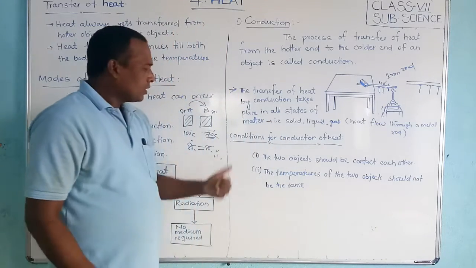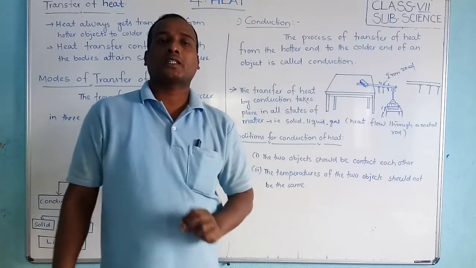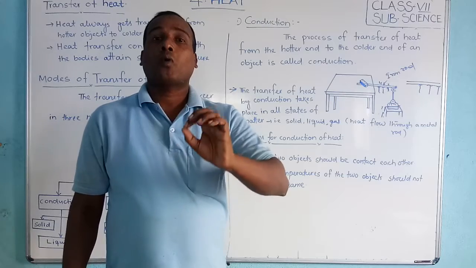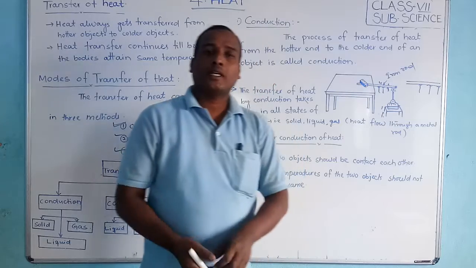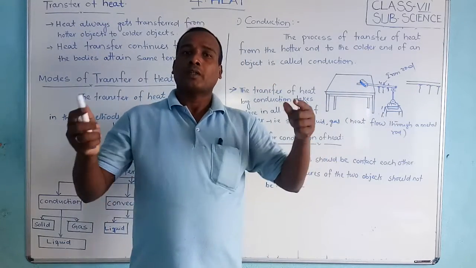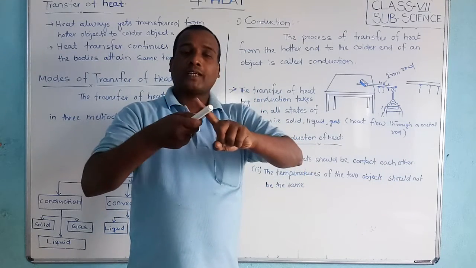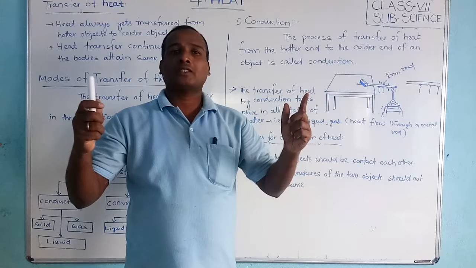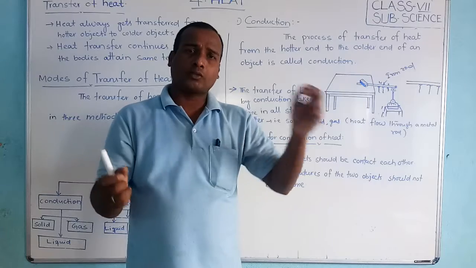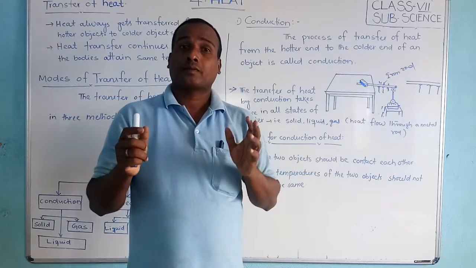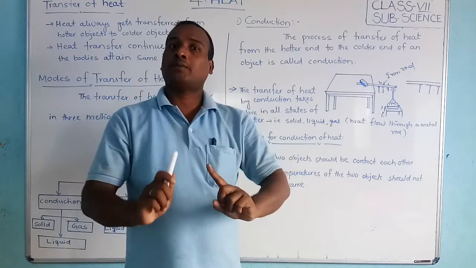Very carefully remember. Next, the conditions for conduction of heat. What are the conditions for this conduction process? The condition is that 2 objects should be in contact with each other. If there are 2 objects, one hotter and one colder, and they are kept separated, that is not a conduction method. If 2 bodies, a hotter body and a colder body, are at a distance, separated, then heat cannot transfer by conduction. So in the conduction method, they must be in contact with each other.